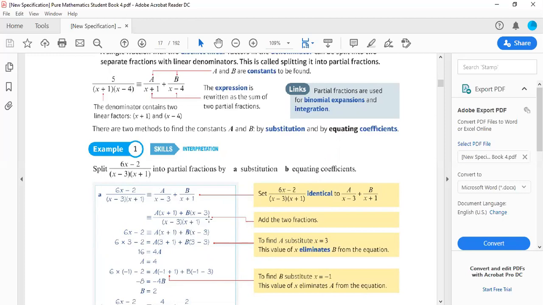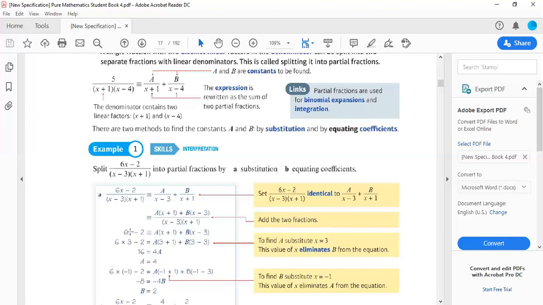So now how do we get this line? Look, on the left side 6x minus 2 divided by (x minus 3)(x plus 1), and on the right side the denominator is x minus 3, x plus 1. Both denominators are the same, so we can easily cancel them out. If we multiply both sides by (x minus 3)(x plus 1), we can eliminate the denominators. So we get 6x minus 2 equals a into x plus 1 plus b into x minus 3. Now using substitution.